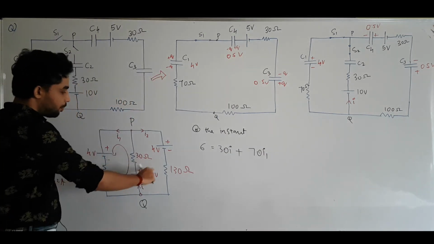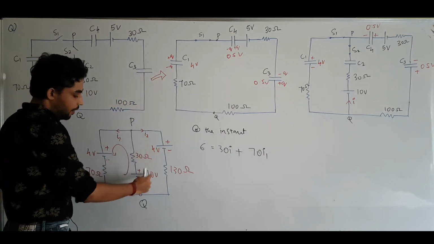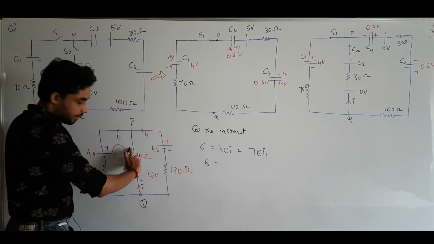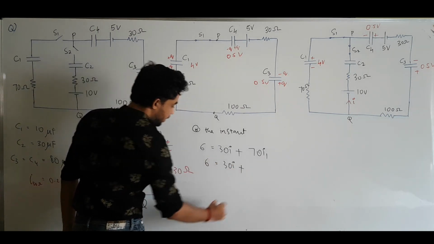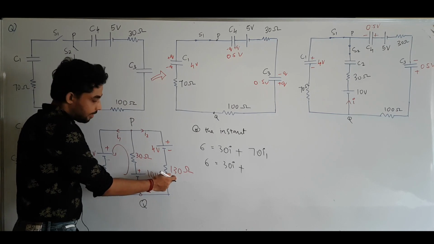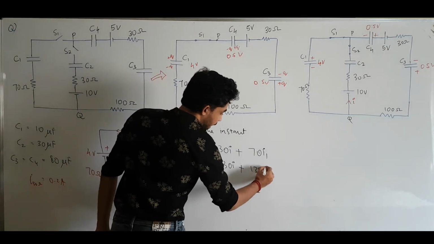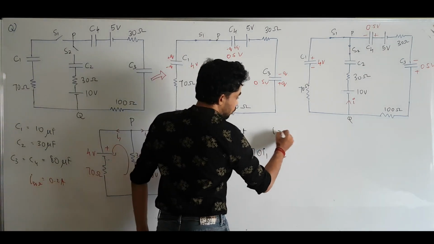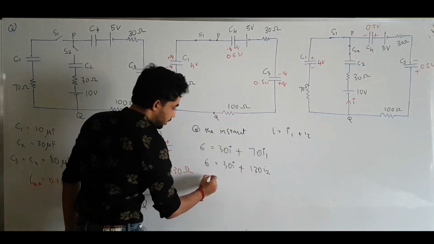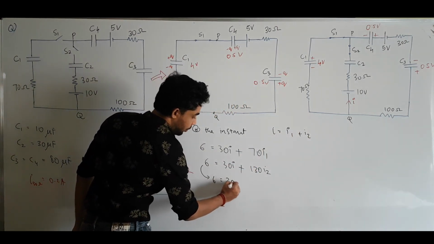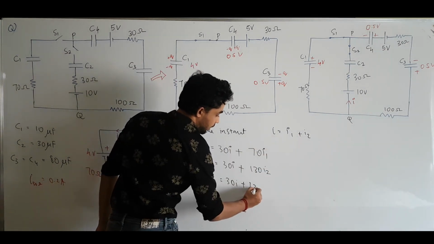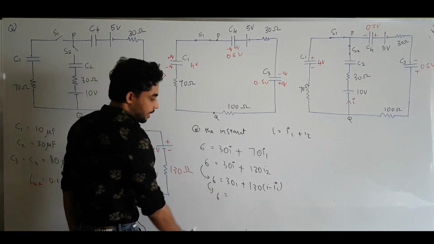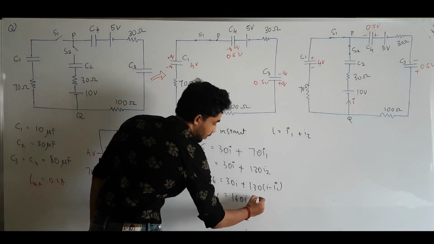And in the same way for this loop also I can use KVL, that is, the potential difference across this will be 6 volt, and that 6 volt will be dropped across this as 30 into I, plus also across this resistor, which will be 130 I2. Now we know the relation between I1 and I2, that is, the total current I should be I1 plus I2. So therefore this I2 I can write as I minus I1, giving 130 into (I minus I1). Now if you simplify this further, you will get this as 160 I minus 130 I1.